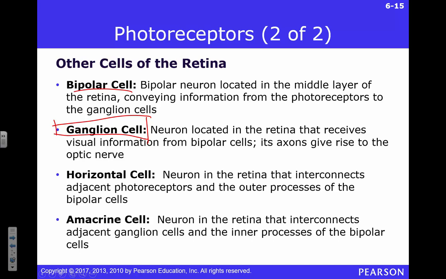In between your bipolar cells and in between ganglion cells, you have guys called horizontal and amacrine cells. They're basically just telling neighboring cells what's going on, right? They're just kind of letting other photoreceptors know, hey, I think there's some light here. Maybe we should do something about it.